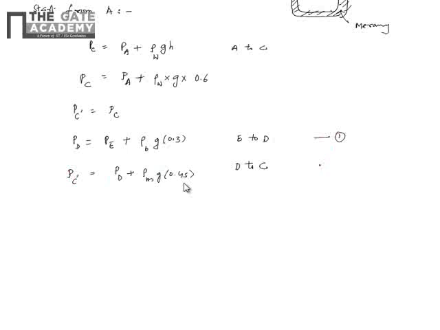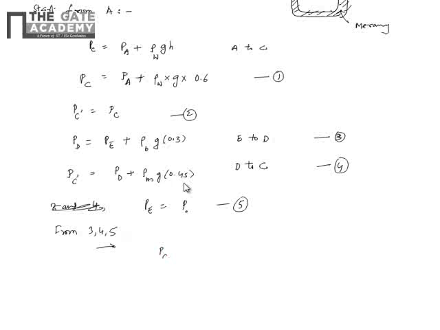Okay, so let me call this equation 1, this is equation 2, this is equation 3, and this is equation 4. So from 3 and 4, what will I get? Also, another equation which I can write is that PE is open to the atmosphere, so P is nothing but atmospheric pressure P naught. So this is equation 5. So from 3, 4, 5, what can I write?